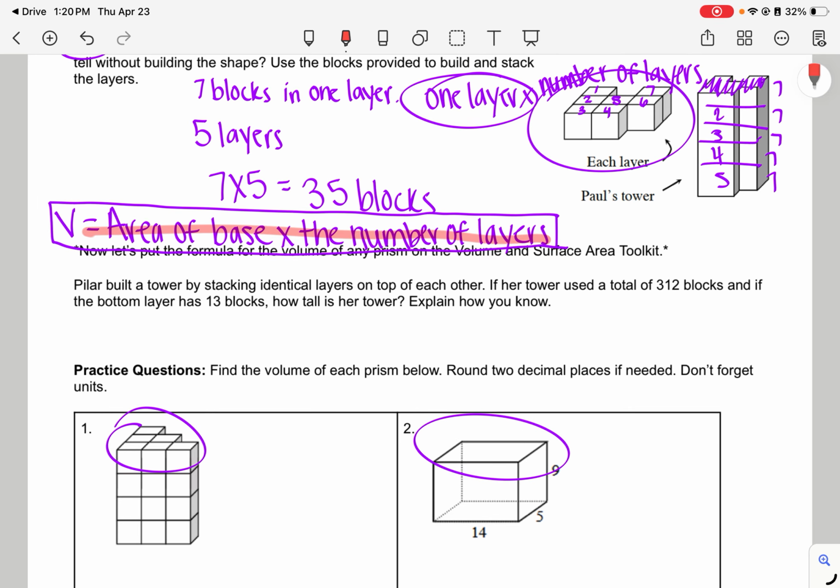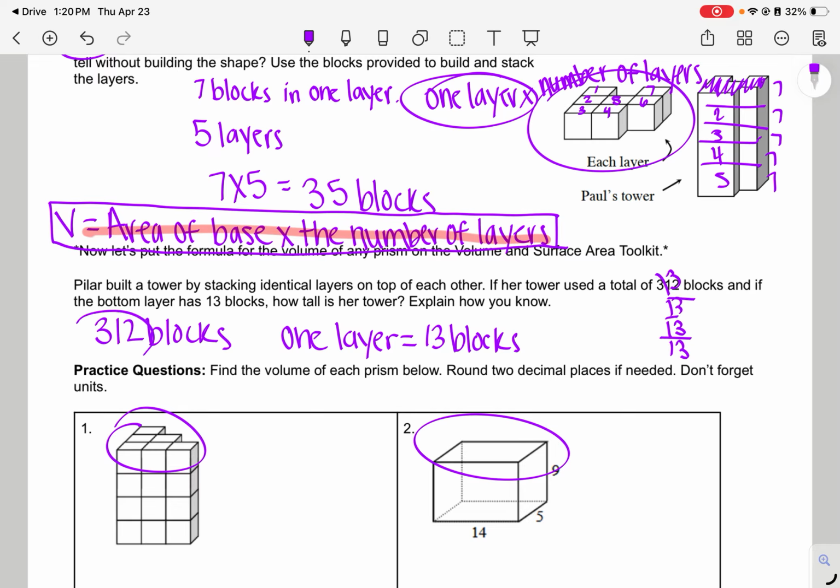It says, Pillar built a tower by stacking identical layers on top of each other. So kind of what we were doing here. If her tower uses a total of 312 blocks, so 312 blocks is our result, just like 35 was our result, and if the bottom layer is 13 blocks, so 1 layer is 13 blocks, how tall is her tower? So those 13s are getting stacked up until I hit 312. Well, it's not realistic for me to sit there and write all that out.